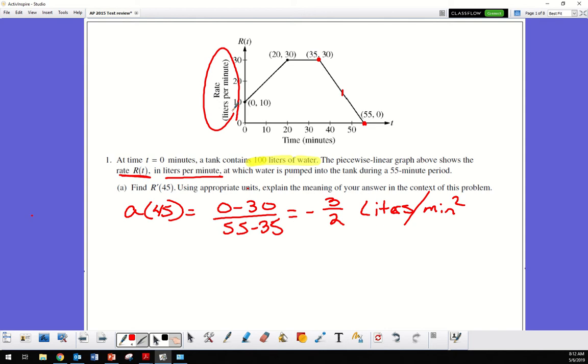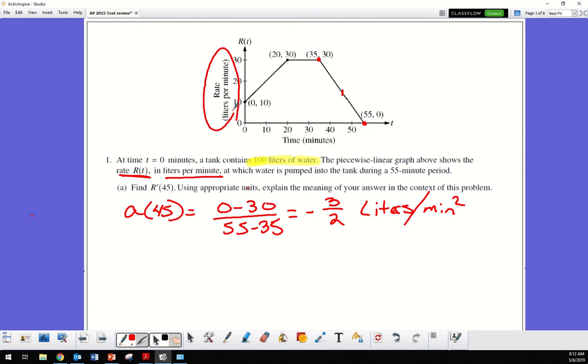That's it? Yeah. That is not it. Explain the meaning of your answer in the context of this problem. Okay, and oh, you're right, explain.